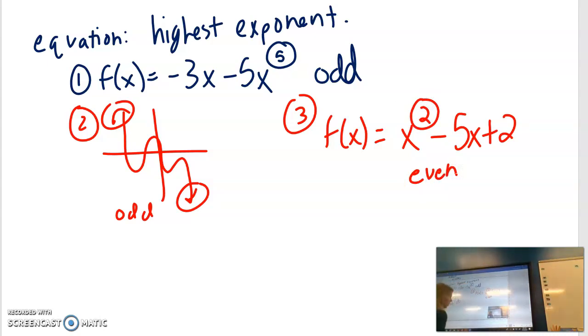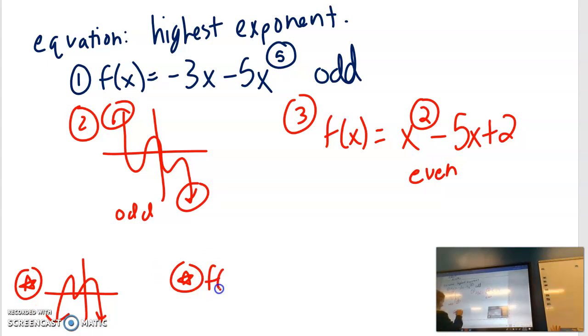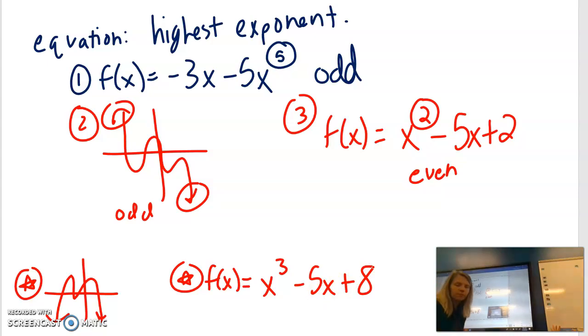Okay, so if you needed a couple of practice problems here, let me make a couple of them. So off of this graph, is that one even or odd? And then is that one even or odd?